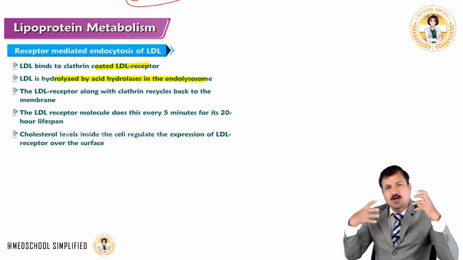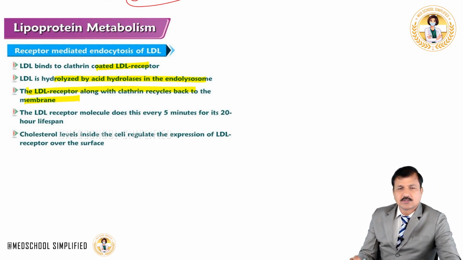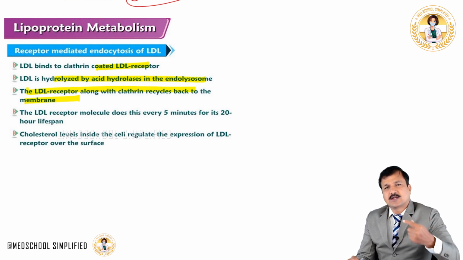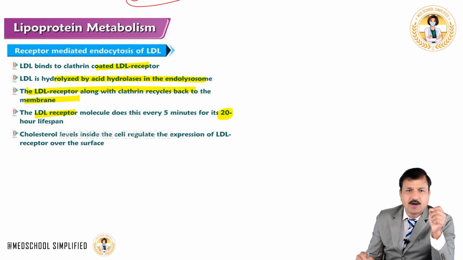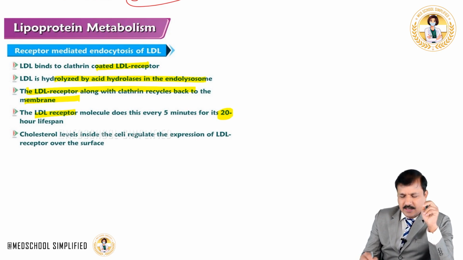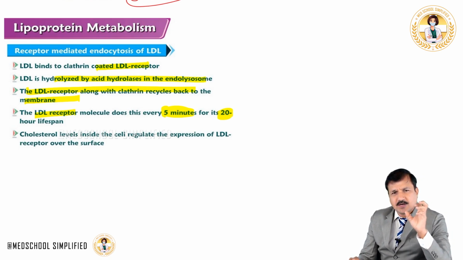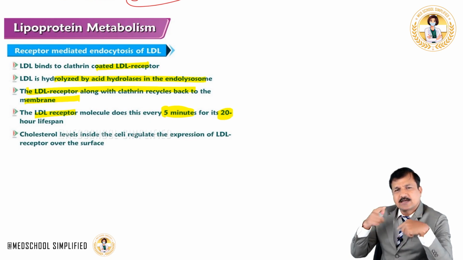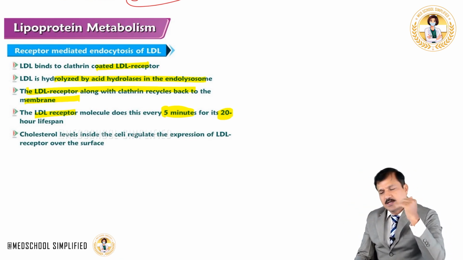So the LDL receptor along with the clathrins will be recycled back to the membrane. Okay, so that means receptors and clathrin are recycled. The LDL receptor has a lifespan of 20 hours. In that 20 hour lifespan, the LDL receptor will go back to the membrane every 5 minutes, whether or not LDL is binding to the LDL receptor. So that receptor recycling is going on continuously, making sure that LDL is taken into the cell from the circulation.